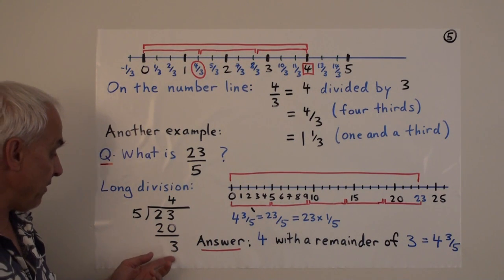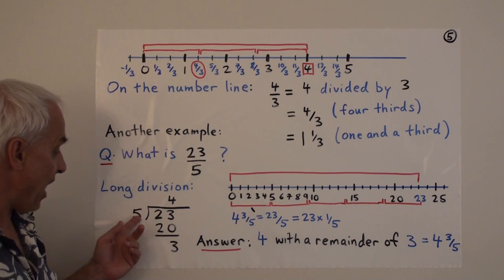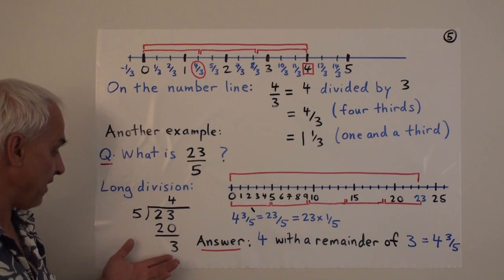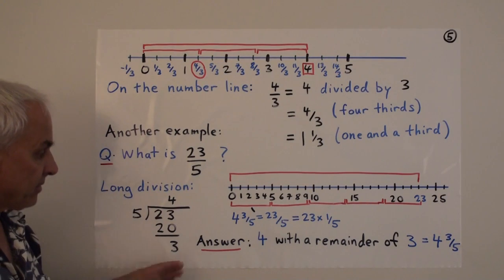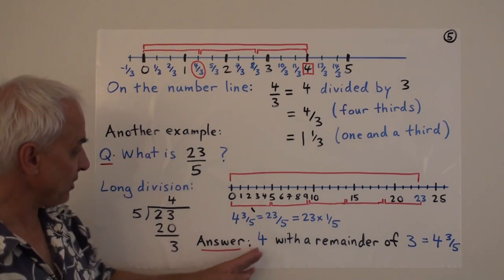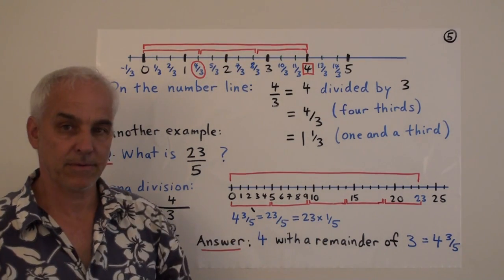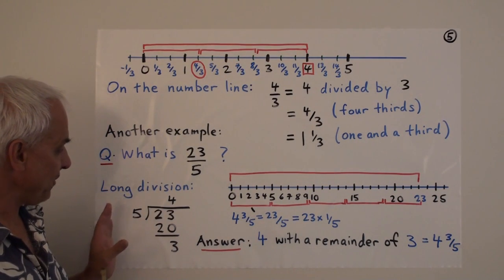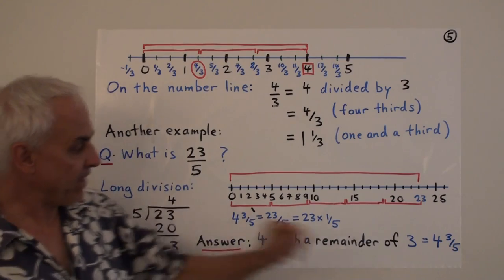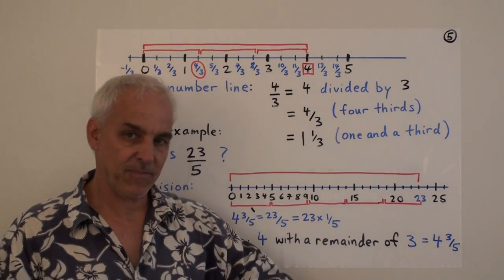And we ask, well, how many 5s fit into 3? And the answer is, well, we can't fit any more. That's just the remainder. So in primary school, you would say that the answer is 4 with a remainder of 3. Well, the analog in terms of fractions is that you're getting the number 4 and 3/5.